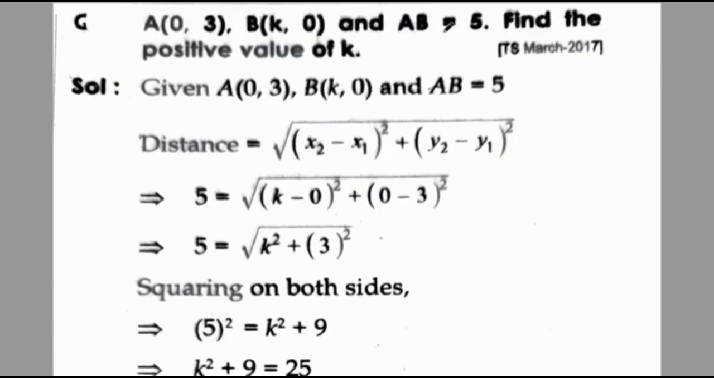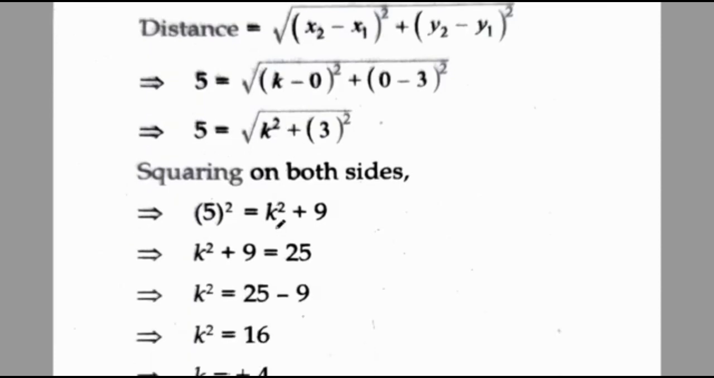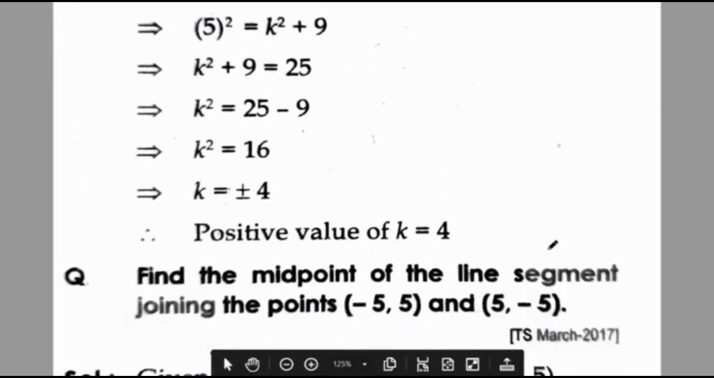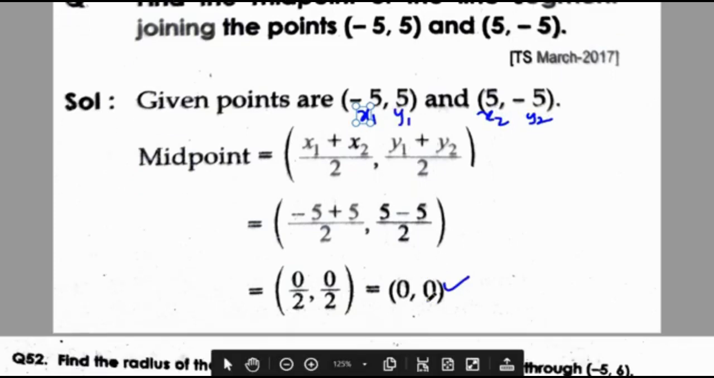0, 3, k comma 0, AB is equal to 5, find the positive value of k. So if something is like this, students, we have to use the distance formula. AB is equal to 5; replace x1, y1, x2, y2 in the distance formula and we'll get the value of k as 4. Find the midpoint. Midpoint formula is x1 plus x2 by 2, y1 plus y2 by 2. Represent these two points as x1, y1 and x2, y2 and replace in the formula, we'll get the midpoint as 0, comma 0.